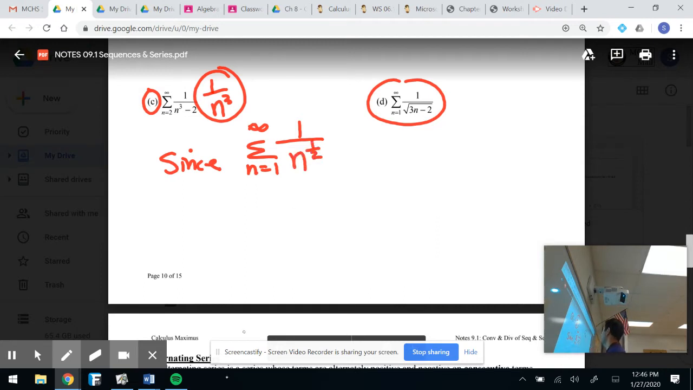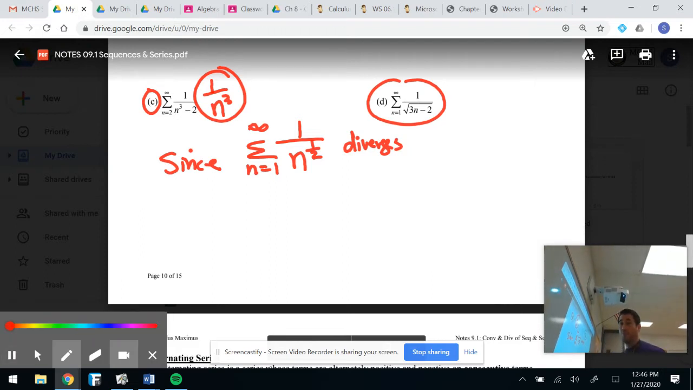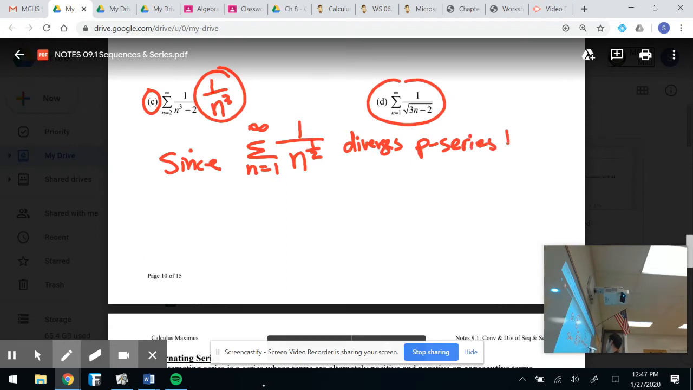And 1 over the square root of n would be 1 over n to the 1/2. And we know that that diverges. Oh, snappity-dappity. I almost thought I made a boo-boo, but that definitely diverges because your p is 1/2, which is smaller than 1, and that diverges by the p-series test.